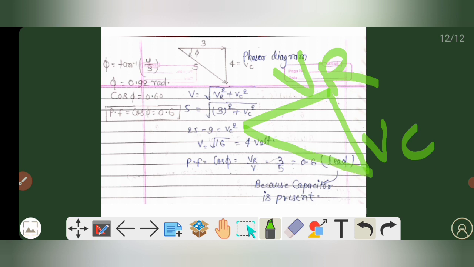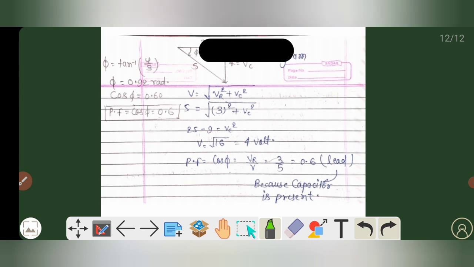Here, my dear friends, the value of VR is given as 3 volt, and the overall voltage is given as 5 volt. Now my dear friends, by using the Pythagoras theorem, we can calculate the voltage across the capacitor, and that will basically come out to be 4 volt. As you can see here, this comes out to be, my dear friends, 4 volt.